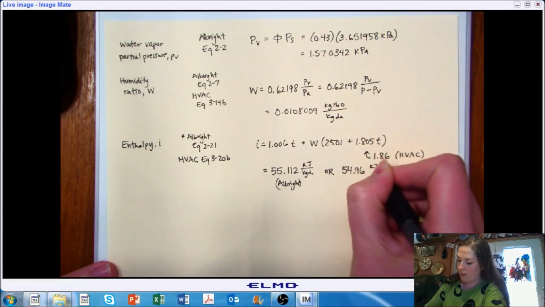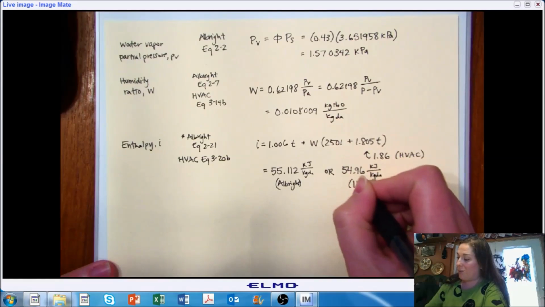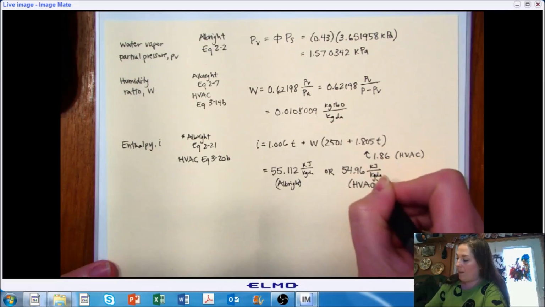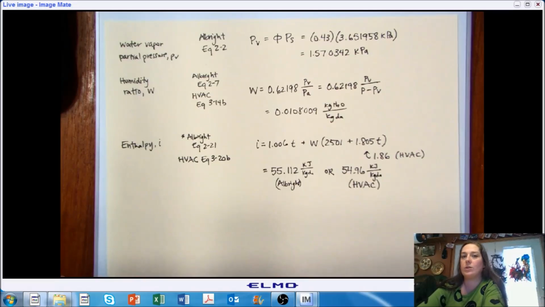And so the question you're probably asking is, which one of those is correct? The answer is they're both correct. So that brings us to a good stopping point to talk about where equations come from when we're looking at calculating our psychrometric properties.